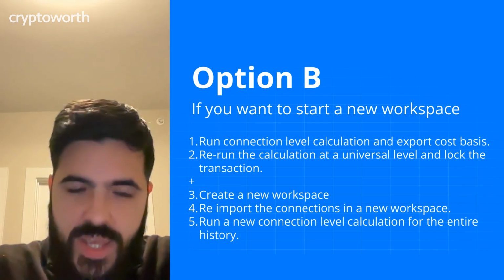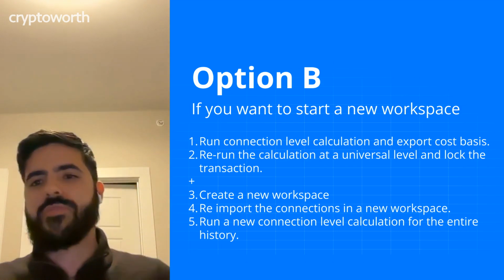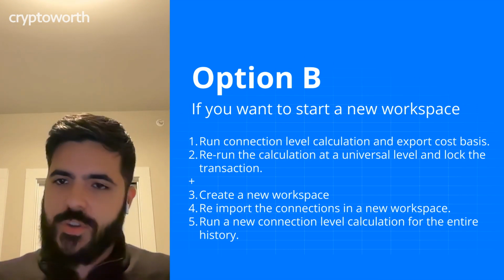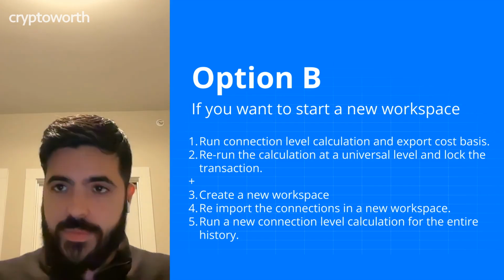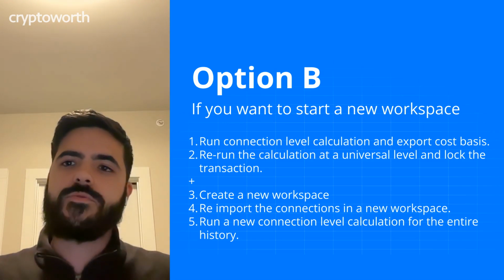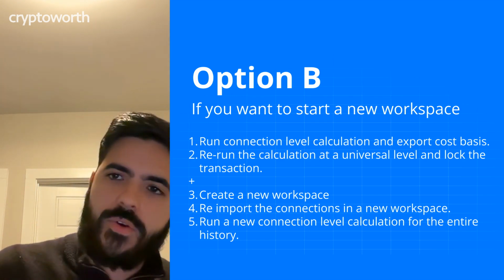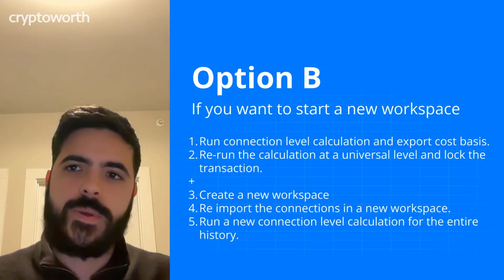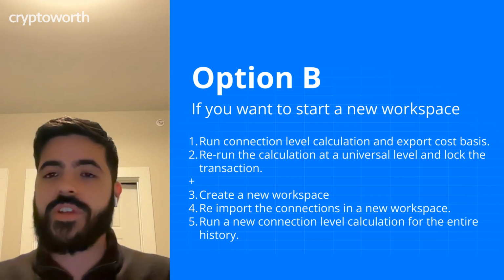So step 3, and this is most commonly going to be taken in a crypto accounting software like Cryptoworth. You can create a new workspace, entity, portfolio. Those terms will essentially mean the same thing oftentimes in the crypto accounting software. Import your connections from your old workspace into the new workspace. So essentially what's happening is you're connecting all your data, your crypto data, wallets, exchange APIs, etc., into the new workspace, and then you run a new connection level calculation for the entire history.